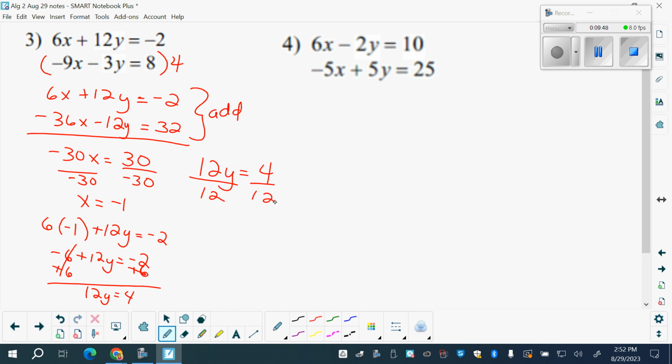Anybody? We get y equals 1/3. That number on the top is smaller than the number on the bottom, so it's 1/3. And so if I wanted to simplify it and I didn't know just by looking at it, I could look at what goes into both 4 and 12. The biggest number that goes into both of them is 4. So when I divide by 4, that's where I get the 1 here, and divide 12 by 4, and I get the 3. So now my solution as a point is negative 1, 1/3.